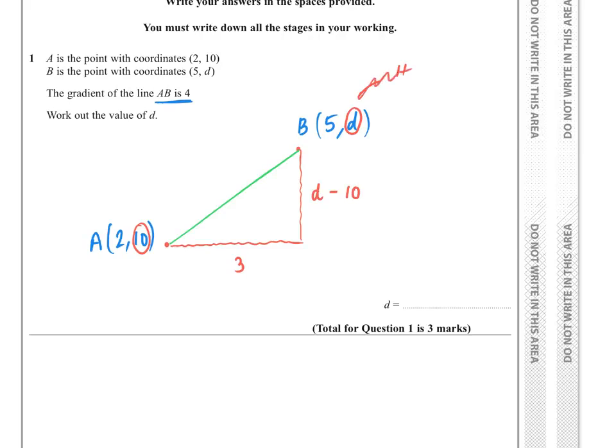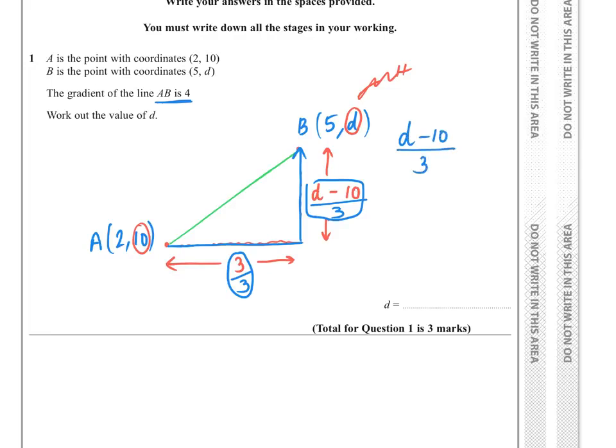So the gradient is the change in y over the change in x. Another way of looking at the gradient, and I like teaching this to my students, is that if you make this 1 by scaling the triangle down by a factor of 3, then for every 1 you move along, what you go up by is your gradient. So the gradient here is just (d minus 10) divided by 3. And that's equal to 4 because it tells us that here.